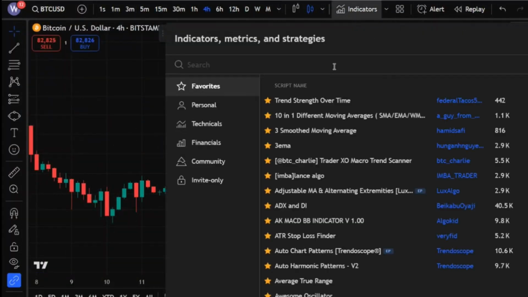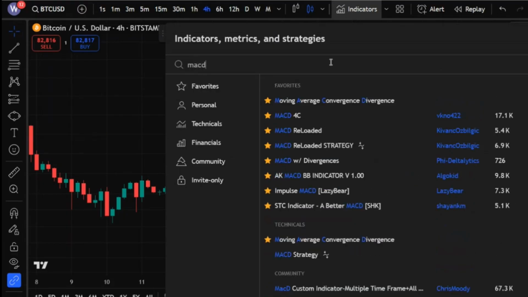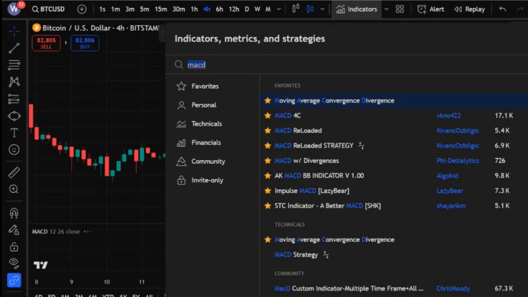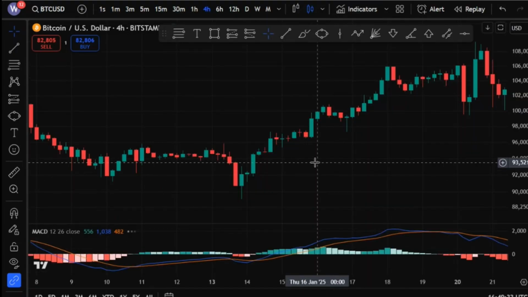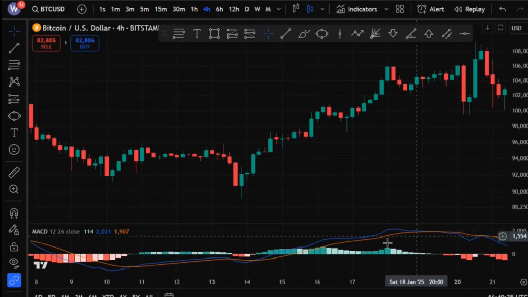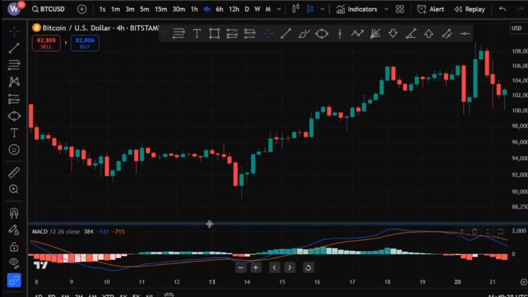Just head on to your indicators and type in MACD. There are a couple of MACDs right here. You just need to choose the first one called moving average convergence and divergence. Just click onto that. Basically, you just need to use the default settings. You don't need to change any setting. This is how your MACD will look.